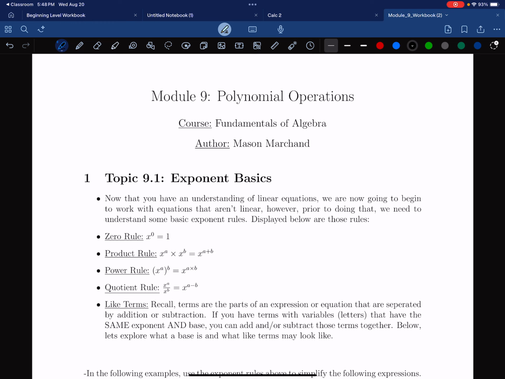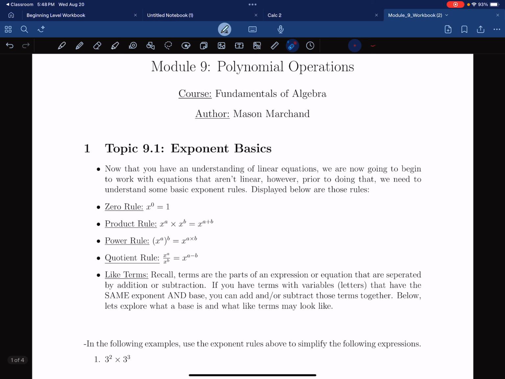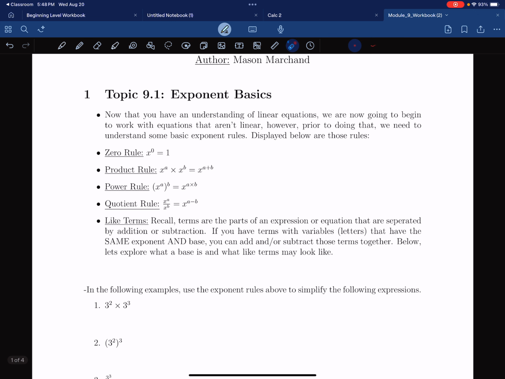So this unit is all about something called polynomials, and we'll get into what exactly a polynomial is in a little bit. But we're going to be doing order of operations with polynomials. That is essentially what this unit is about. So without further ado, let's get started with our first topic. And our first topic is about exponents.